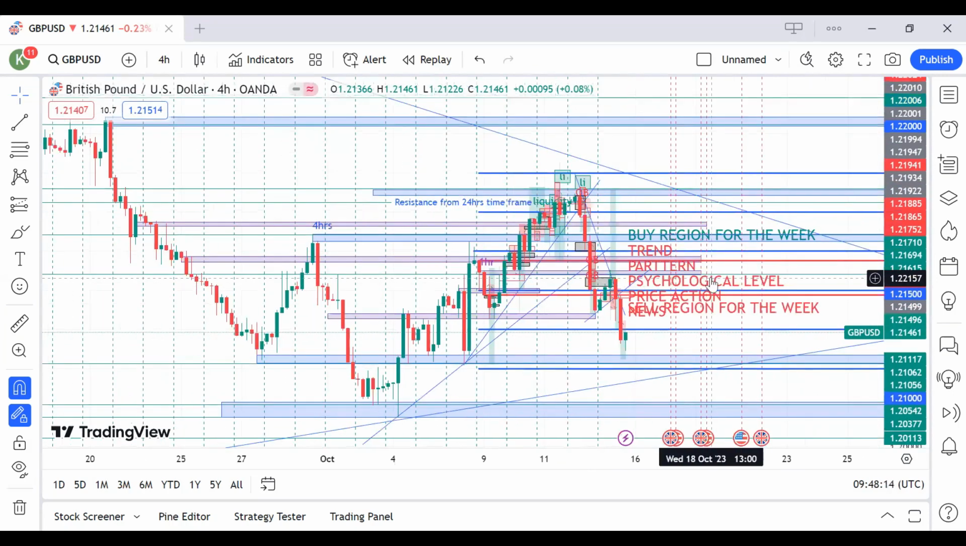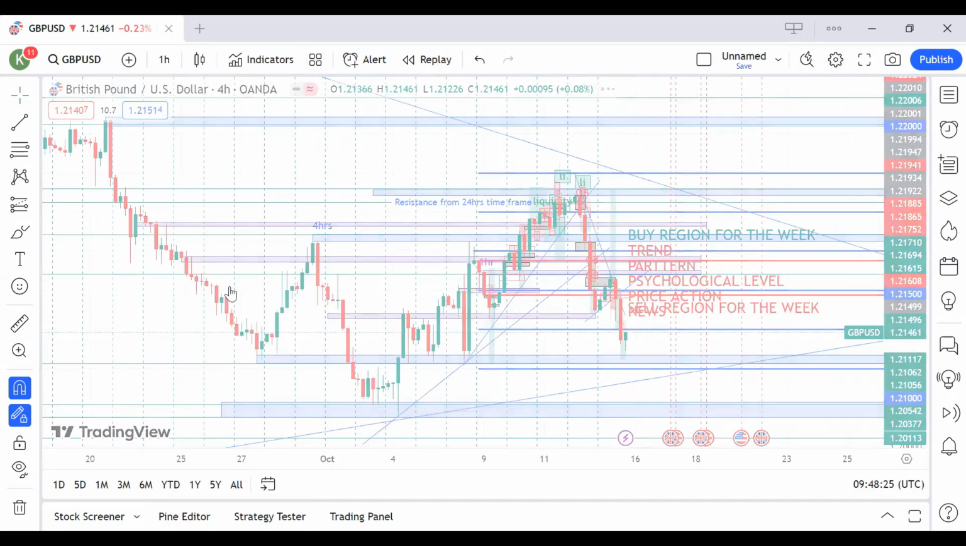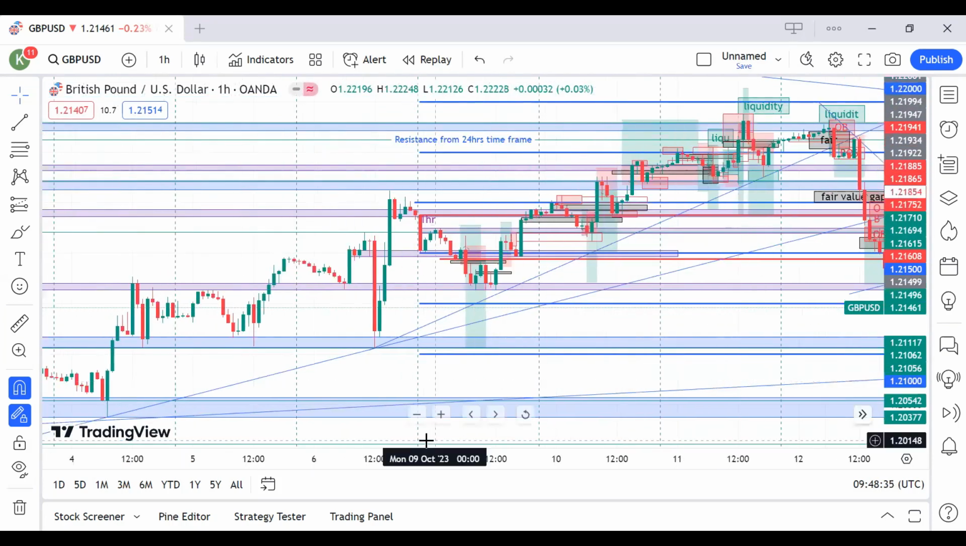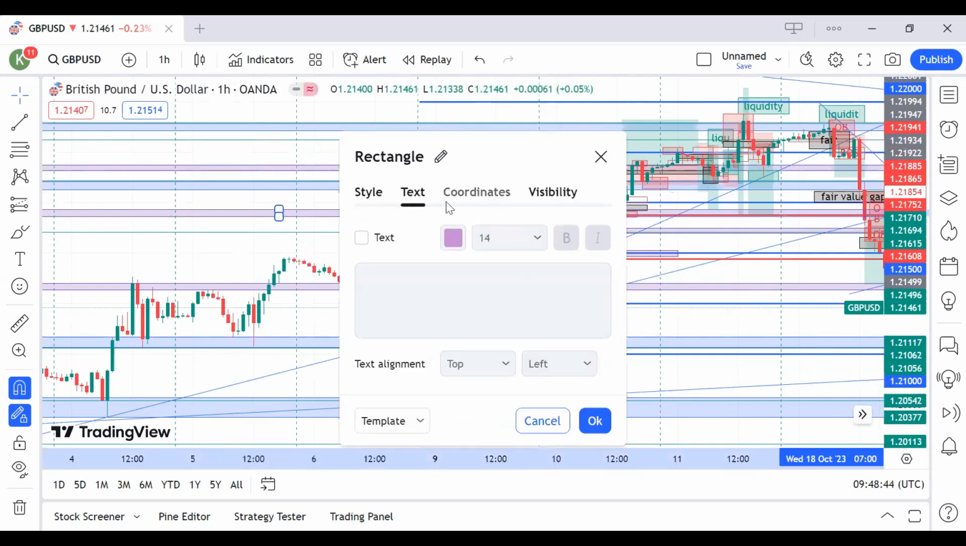Then we drew our psychological level, but that was from the 15 minutes time frame. After taking these price action levels, these are serious resistance and support levels, very key levels for us. We went to the 1 hour time frame because we make our entries on the 15 minutes, so we want to see where the major supports and resistance levels are on the higher time frame. Blue for 4 hours, then purple for 1 hour. That's how we did it.